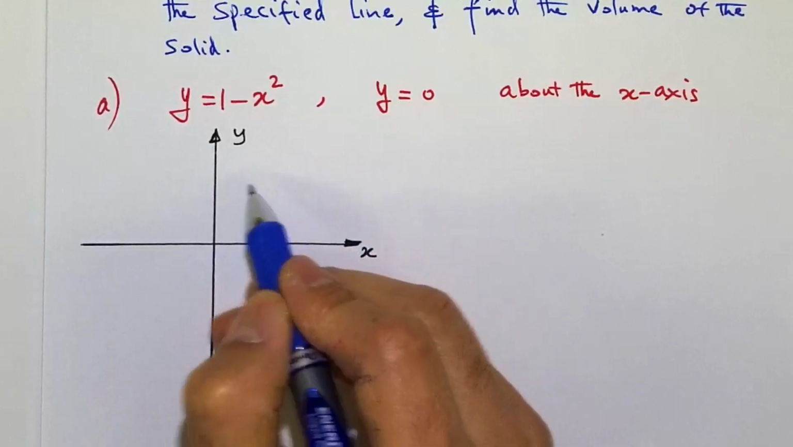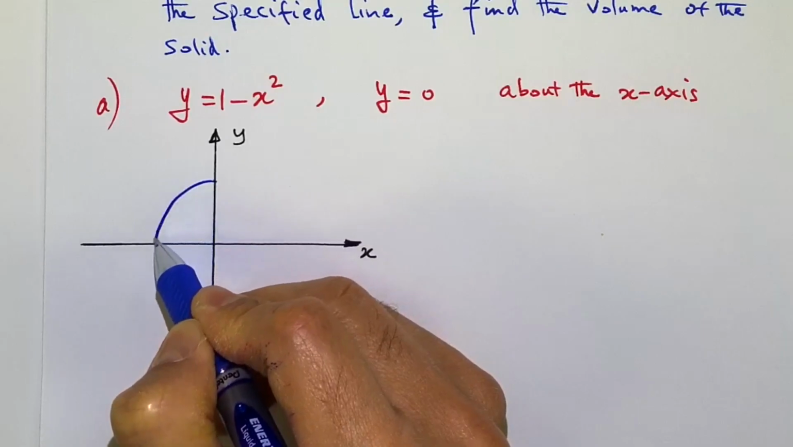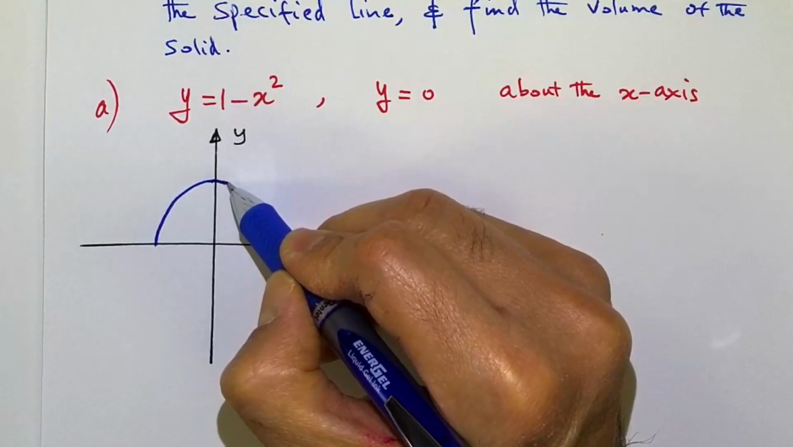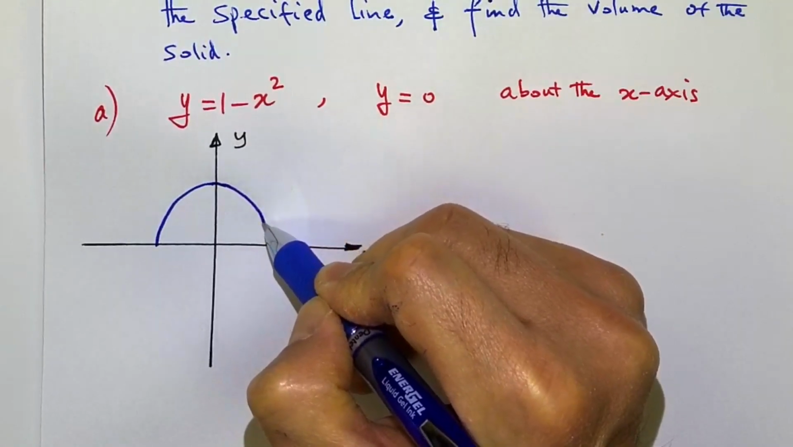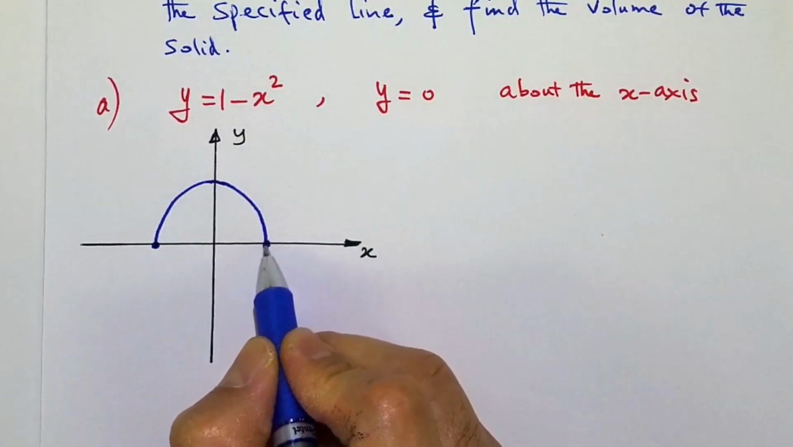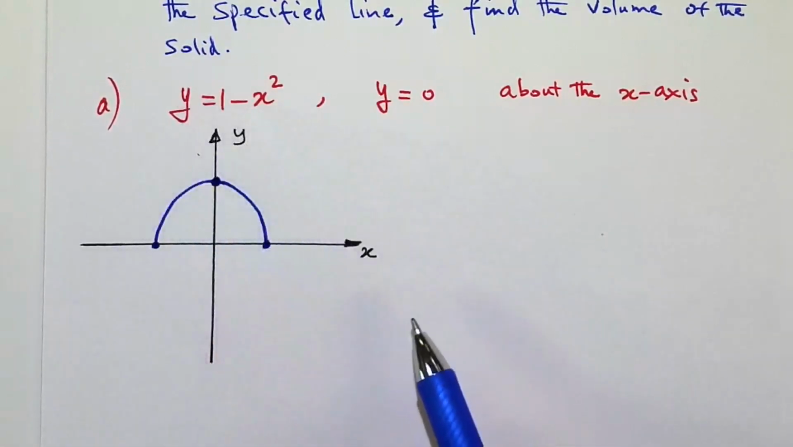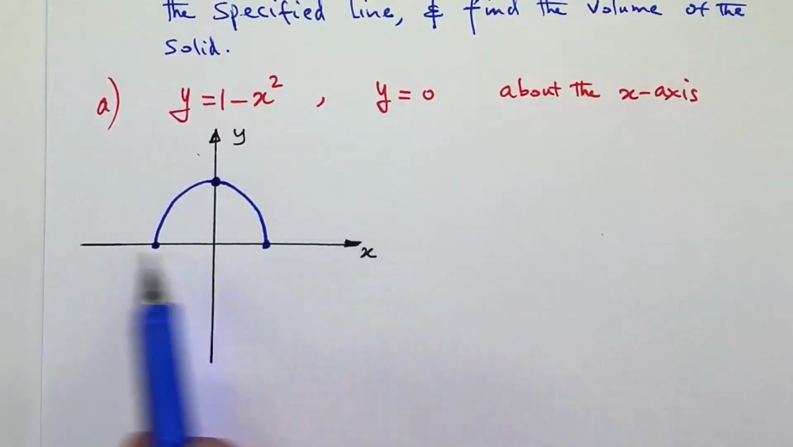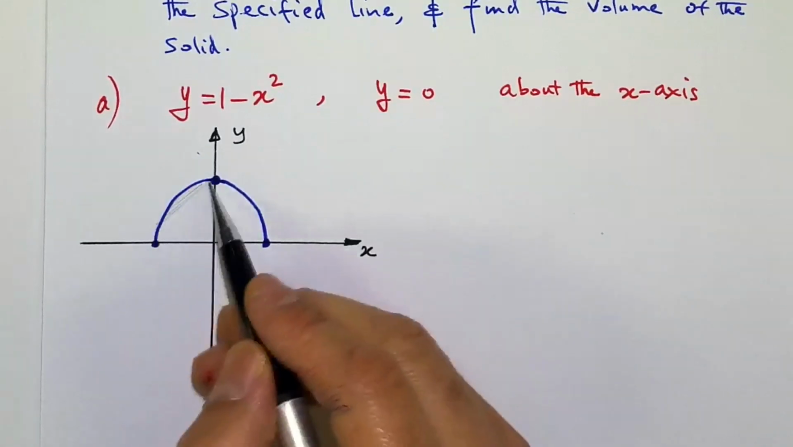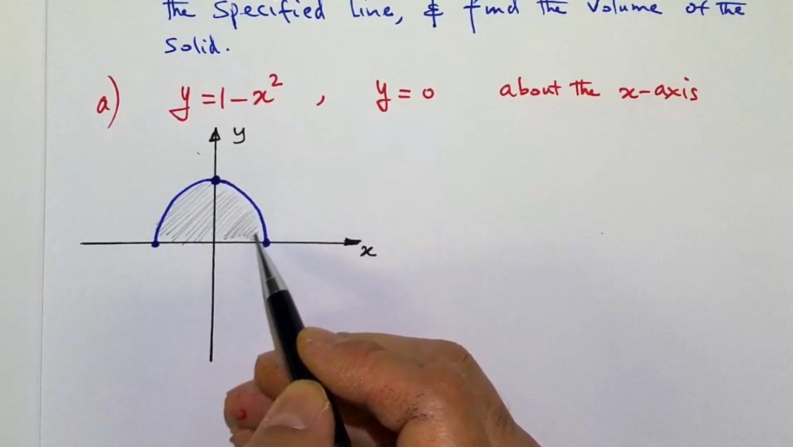So I will just try to draw this to scale as much as I can. And then another one like that on this side. Something like that. So that is that curve. And y equals 0 is this line, the x-axis, of course. And if I shade this region lightly with my pencil, that's the region that is being rotated about the x-axis.